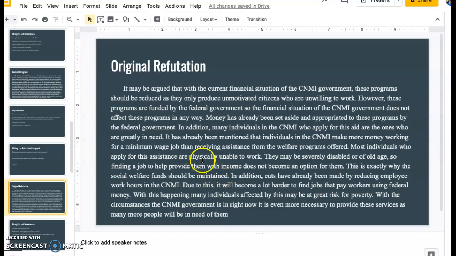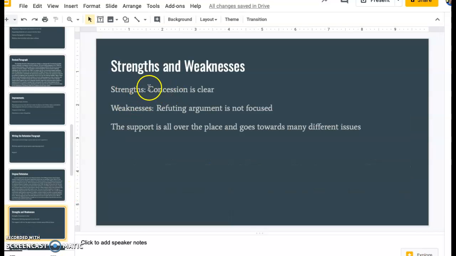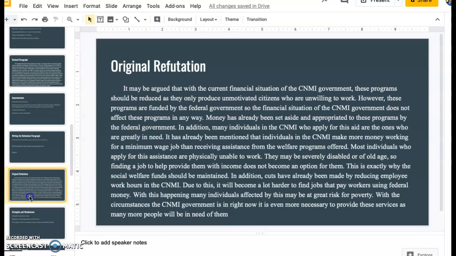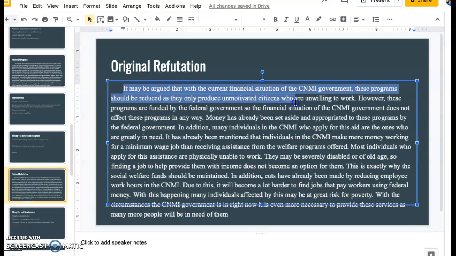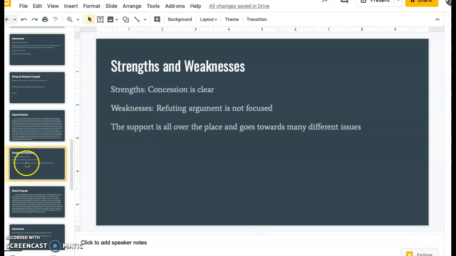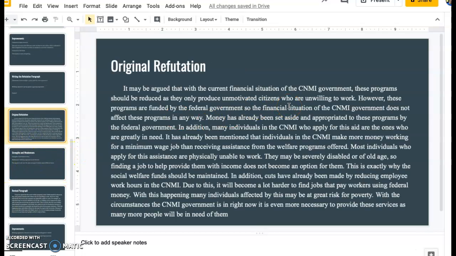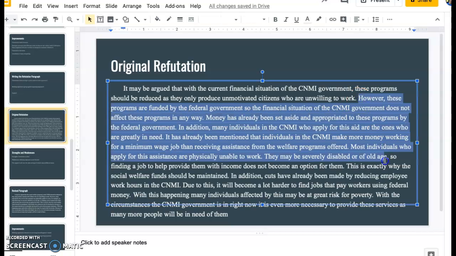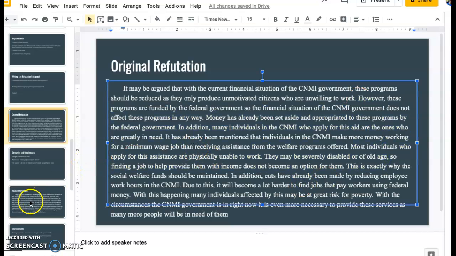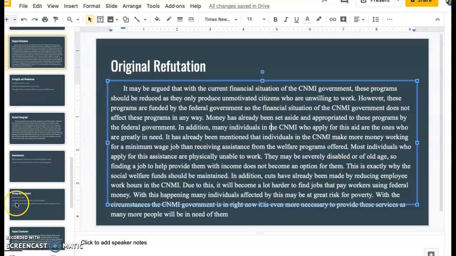So this is kind of all over the place. Your concession is clear, which is basically the opposing argument, which is right here. But your refuting argument is all over the place because it is a lot of different things. So you need to be clear in stating how it does not produce unmotivated citizens who are unwilling to work. Because if you say that it is funded by the federal government, and then usually people in need, and then people who are unable to work, you need to focus on one thing.